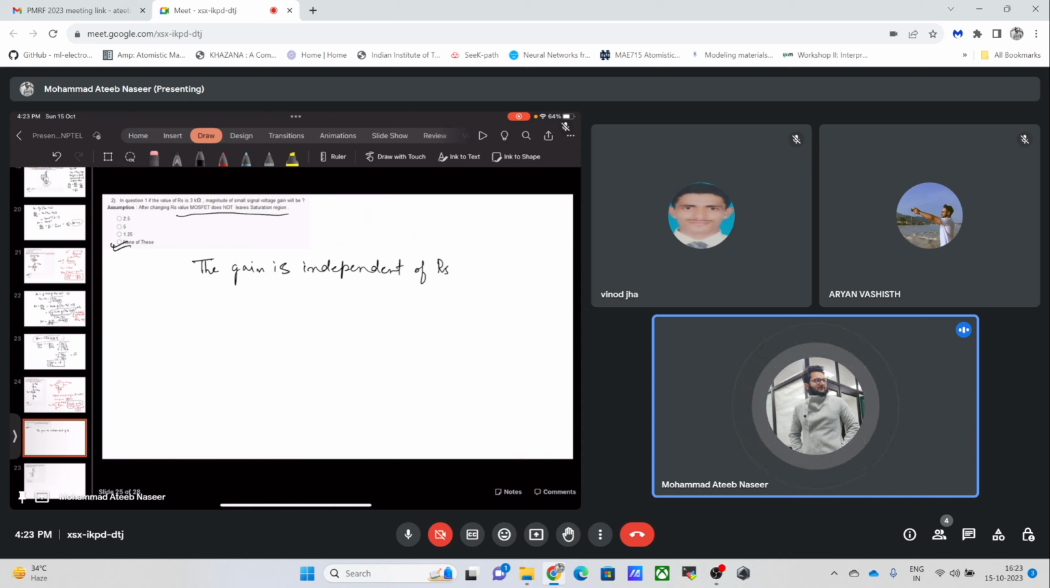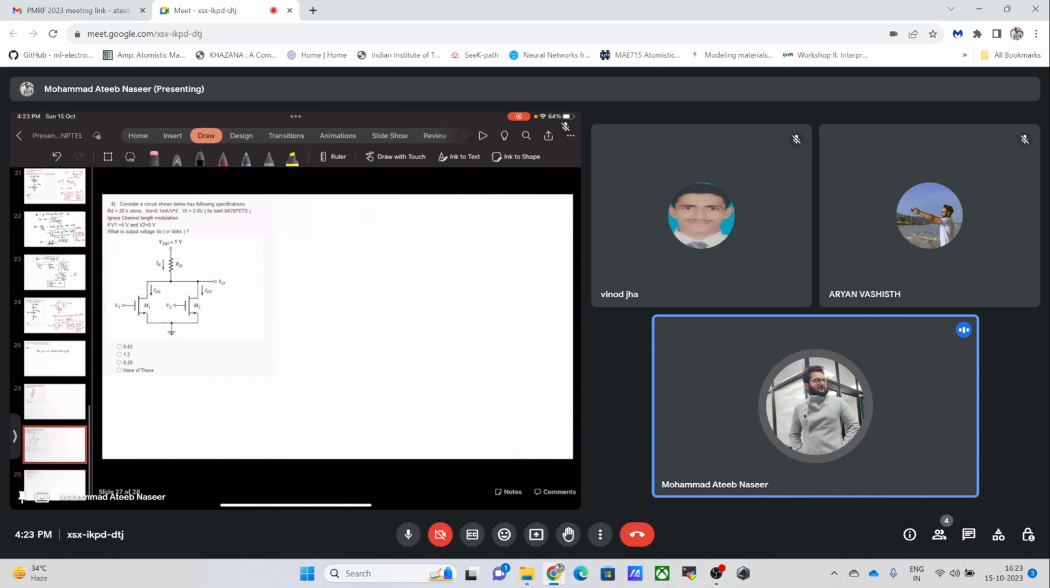Now let's move towards another problem. It says that we have to calculate the approximate magnitude of the small signal voltage gain by ignoring the body effect and the channel length modulation. So let us draw the small signal equivalent.